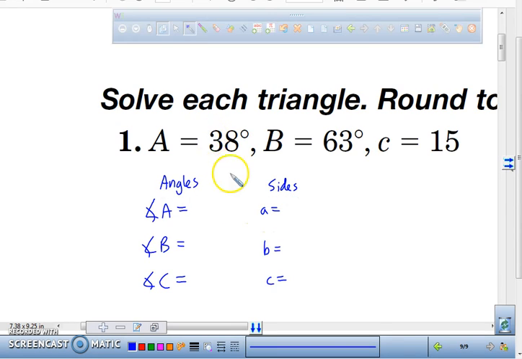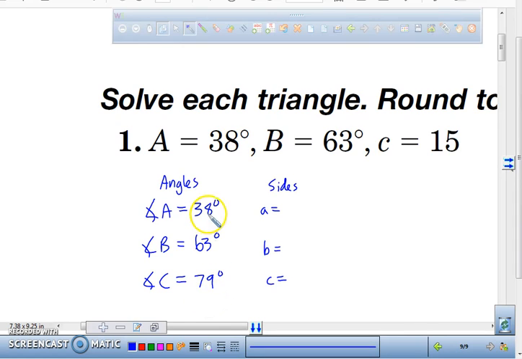All right, so we have angle A, that's easy, 38, got that. Angle B, that was given to us, that's 63. What we've been used to doing is angle C has always been 90, right? Because we're working with a right angle. Well, that's not the case anymore. We got to take these two guys and take them away from 180. 79 degrees.